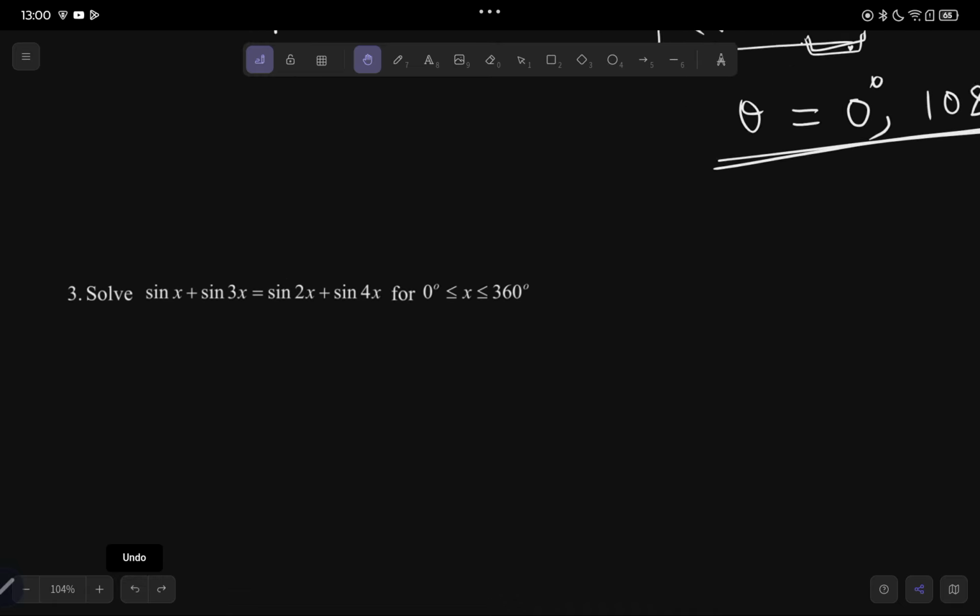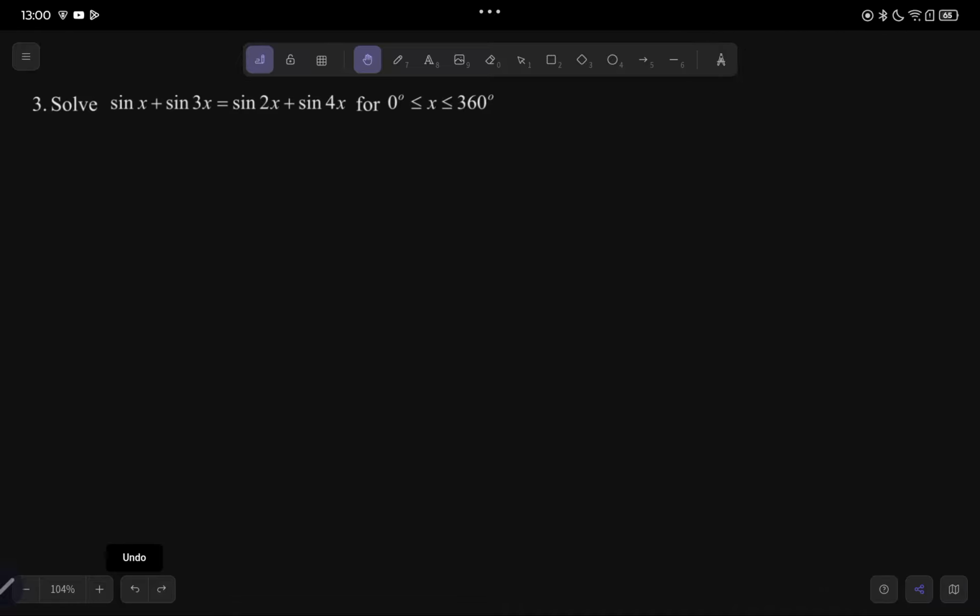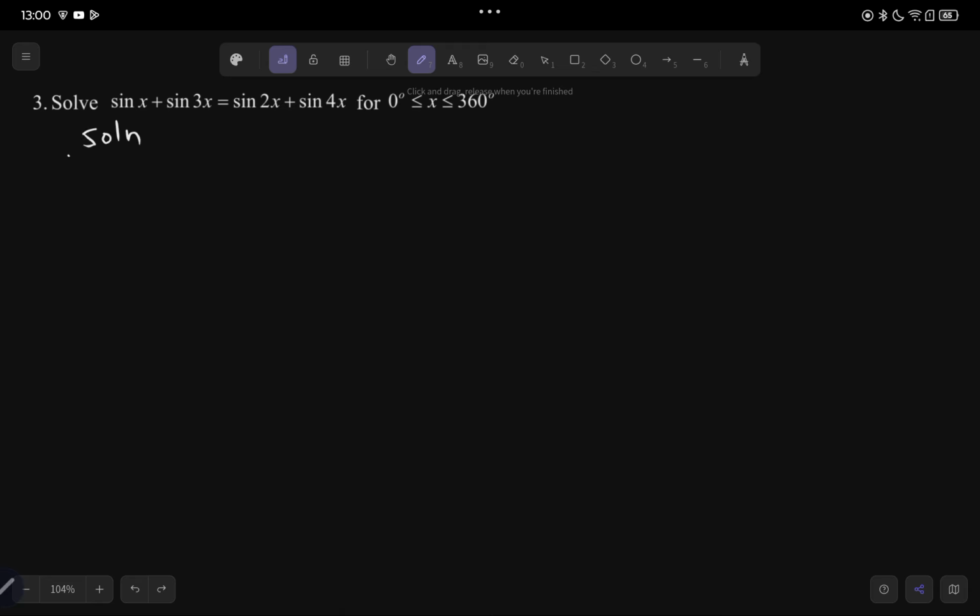Question number 3 says solve sin x plus sin 2x, plus sin 3x is equal to sin 2x plus sin 4x in the range 0 to 360 degrees. So we shall begin from the left hand side here. Sin 3x plus sin x.